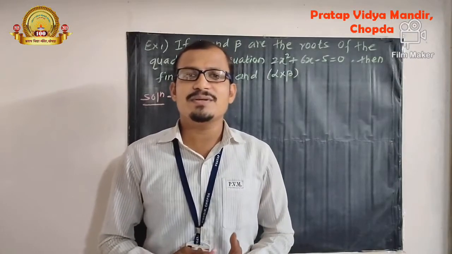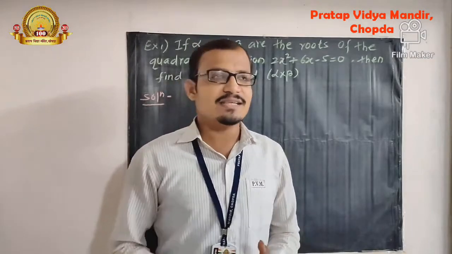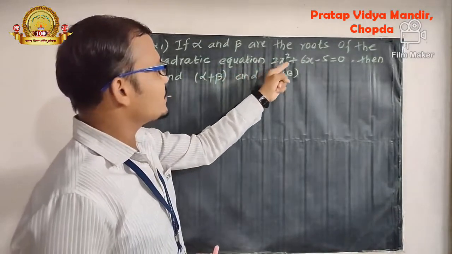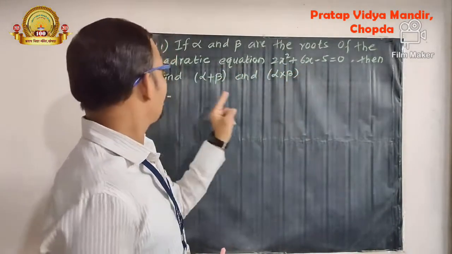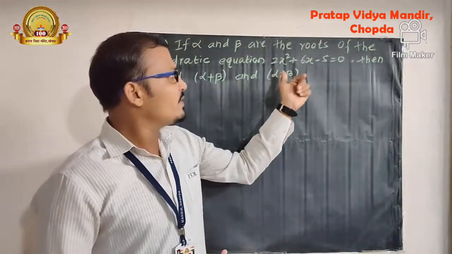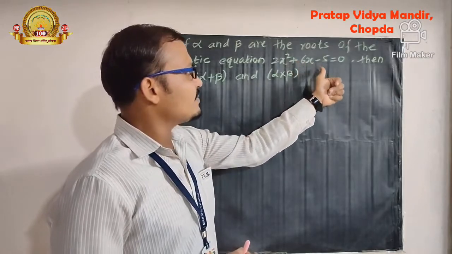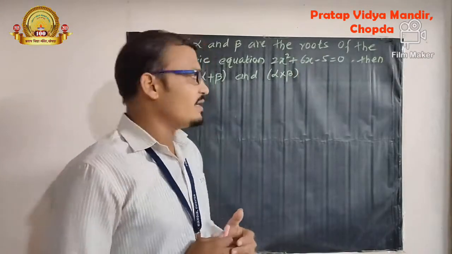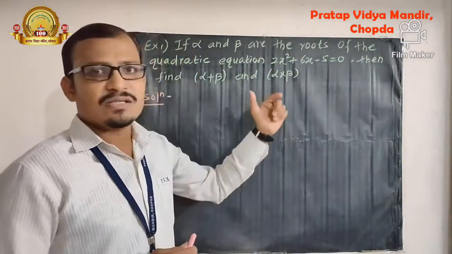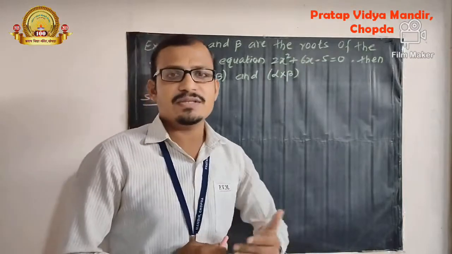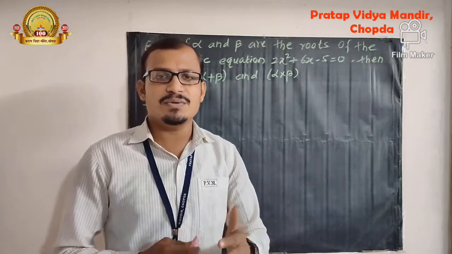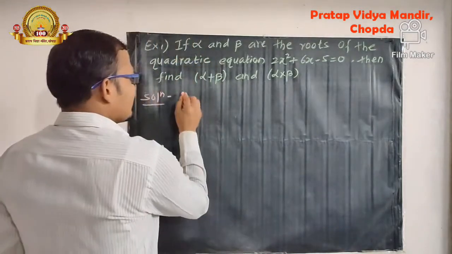Examples on the relation between the roots of the quadratic equation, and the first example is: if alpha and beta are the roots of the quadratic equation 2x square plus 6x minus 5 is equal to 0, then find alpha plus beta and alpha into beta. Here we have given one quadratic equation 2x square plus 6x minus 5 is equal to 0, and we have to find the values alpha plus beta and alpha into beta. For that, first we have to compare this given quadratic equation with our general form of the quadratic equation ax square plus bx plus c is equal to 0.